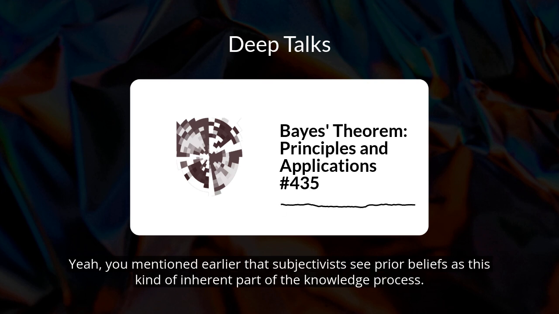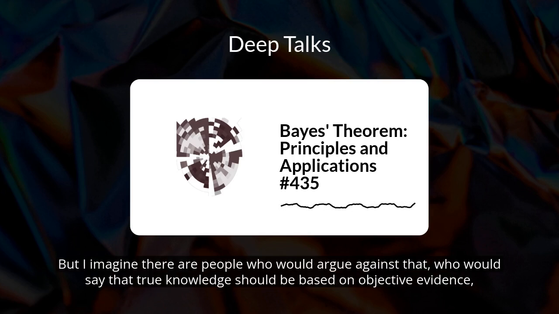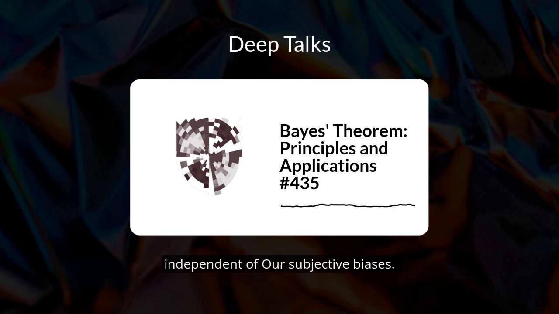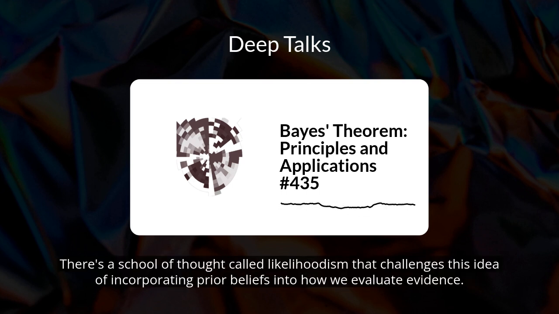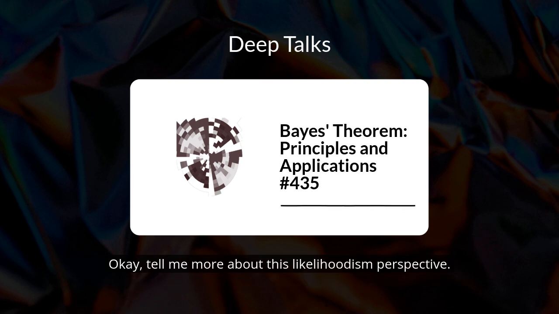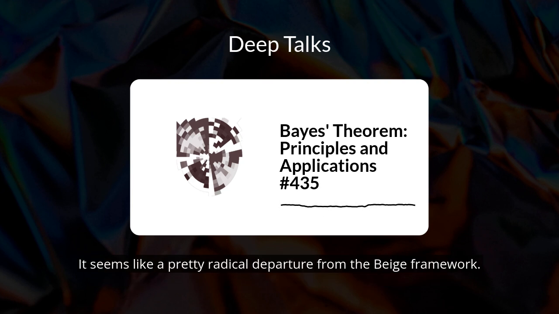objectivity. Yeah, you mentioned earlier that subjectivists see prior beliefs as an inherent part of the knowledge process. But I imagine there are people who would argue against that, who would say that true knowledge should be based on objective evidence, independent of our subjective biases. You're absolutely right. There's a school of thought called likelihoodism that challenges this idea of incorporating prior beliefs into how we evaluate evidence. Okay, tell me more about this likelihoodism perspective. It seems like a pretty radical departure from the Bayesian framework.